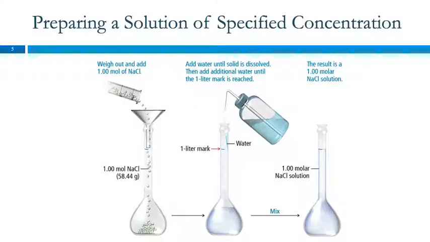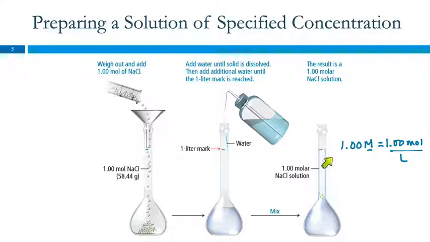Okay, so here's an illustration of how you would make a solution with a particular concentration. Here we're making a 1 molar sodium chloride solution. So 1 molar is the way we would say 1 M, which is the same as 1 mole per liter. So a 1 molar sodium chloride solution, if we make 1 liter of it, then we need 1 mole of sodium chloride. So here we're using a 1 liter volumetric flask.